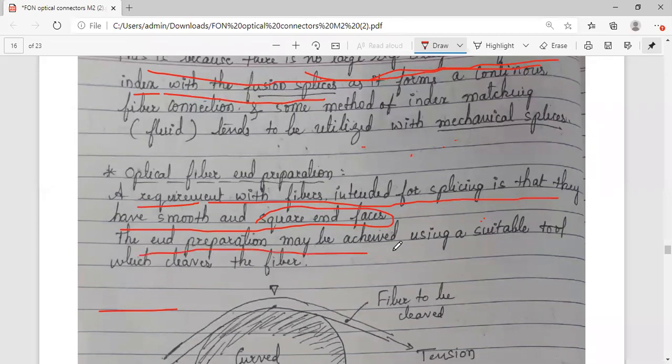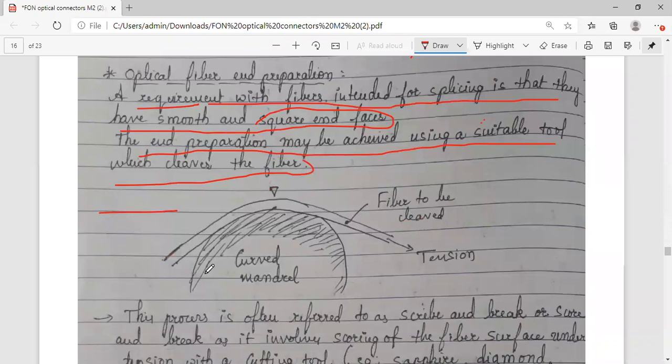The end preparation may be achieved by using a suitable tool which cleaves the fiber. Okay, you know what is the meaning of cleave. Cleave means to break, right? You can see it in the figure here. Here there is a device, a curved mandrel I have used. So what do you mean by a mandrel? Mandrel is one thing which will support your main device. That is mandrel. Something like a nail.